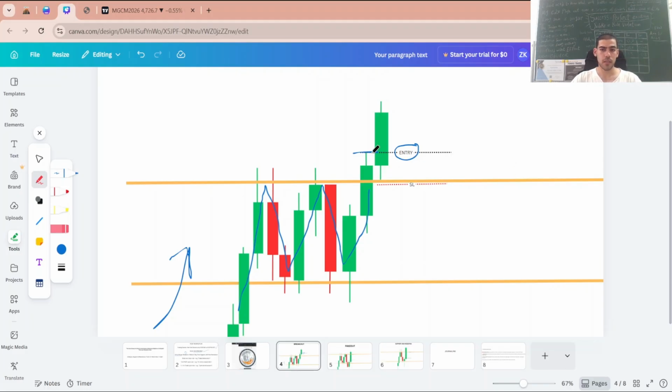You are going to place a buy stop here, and before placing your buy stop, you have to know where to place your stop loss. Your stop loss is the most important thing in this whole trading. The stop loss should be preset. Actually, every single thing about the trade should be preset before you even enter the trade.